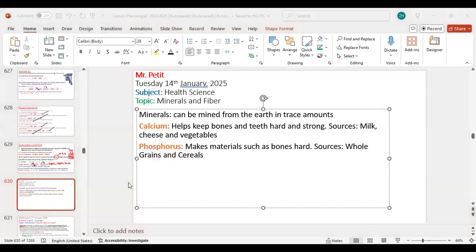Next, we have numbers. So that's number 1, number 2, number 3. Next, we have iron and copper.